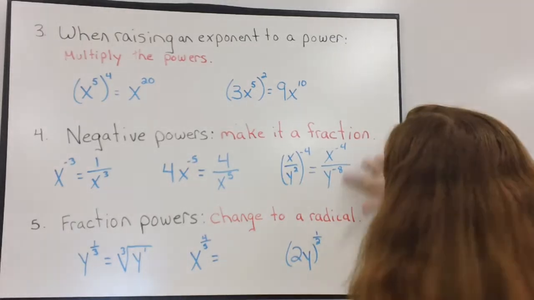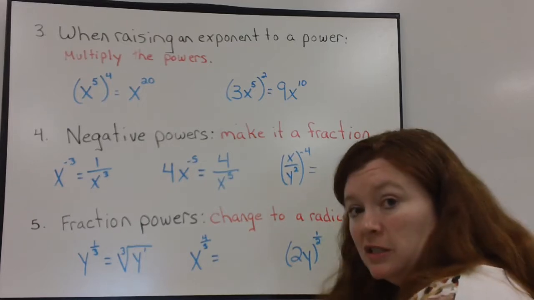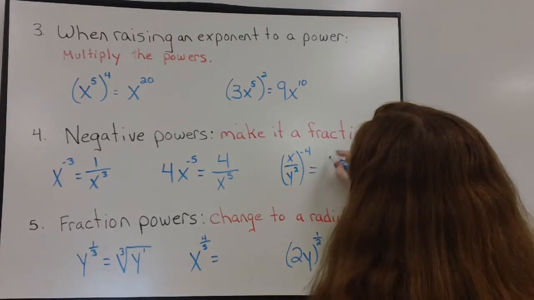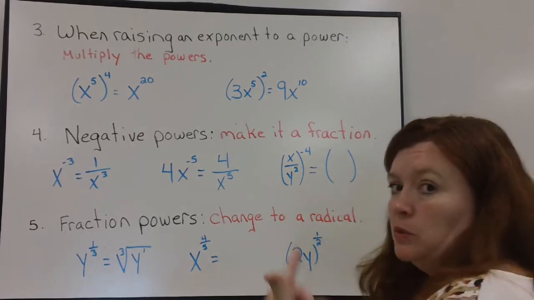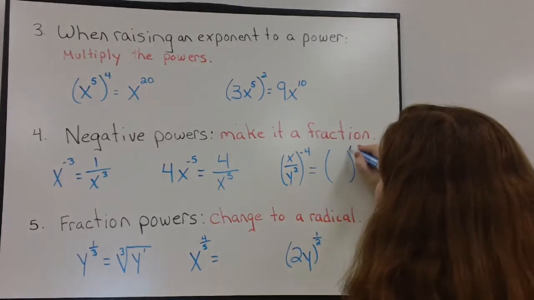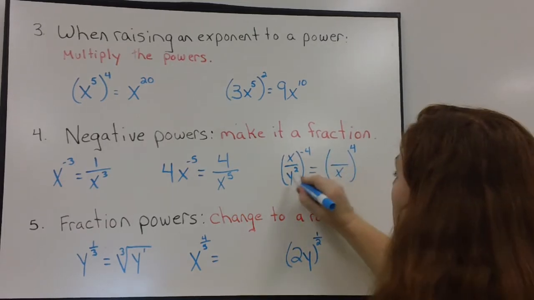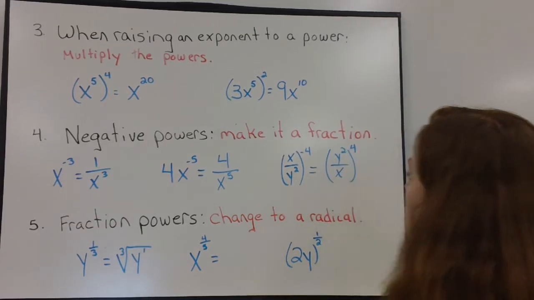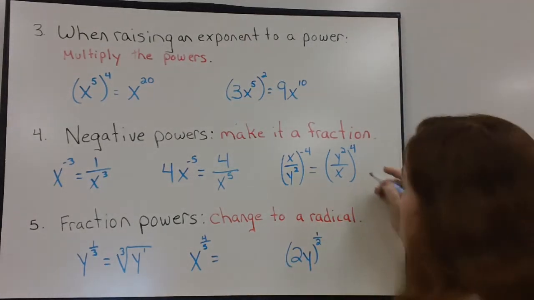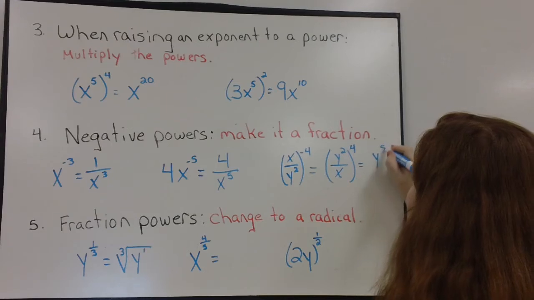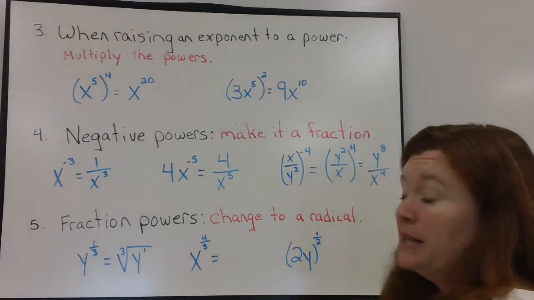Another way you could look at this is dealing with the negative first. I could just deal with the negative, and remember, when you switch, that's when you make it positive. So if I move the x to the bottom and the y to the top, that works also. And then when you raise it to the 4th power, you get y to the 8th over x to the 4th. Both ways should give you the exact same answer.